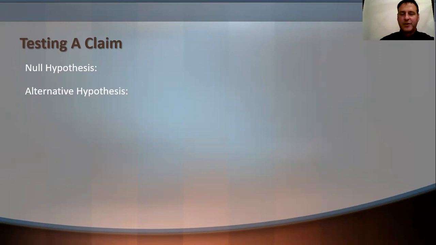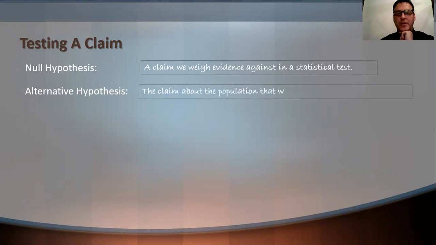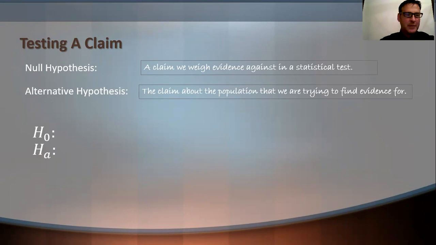The first one's called a null hypothesis. It is defined as a claim we weigh evidence against in a statistical test. And we compare that to an alternative hypothesis, which is the claim about the population that we are trying to find evidence for. We will always use two symbols to help represent the null and the alternative hypothesis, and they will appear like this.